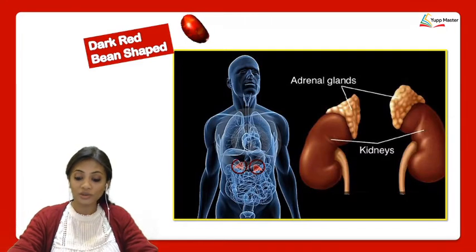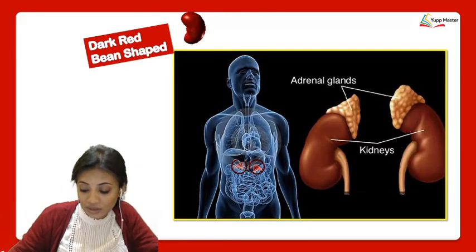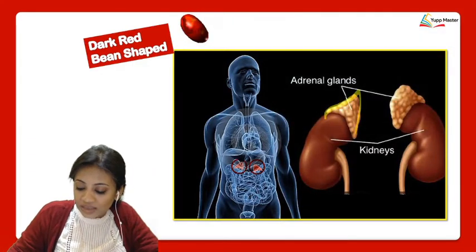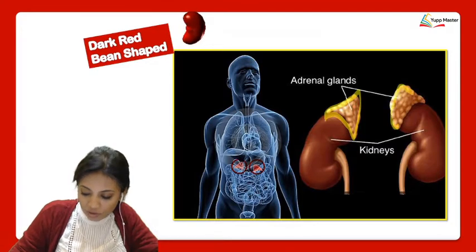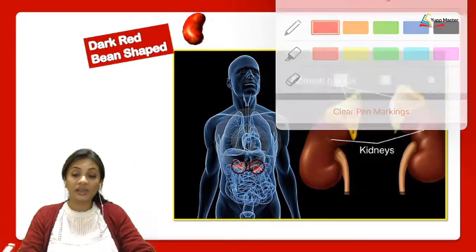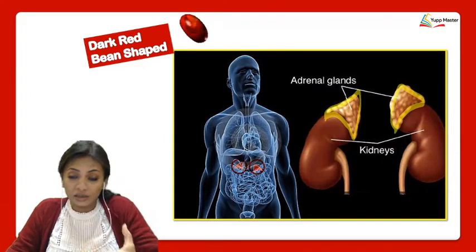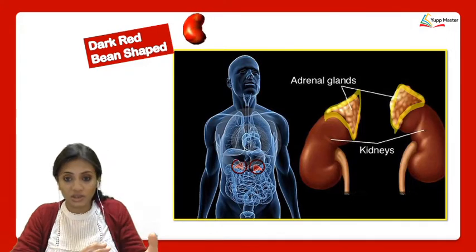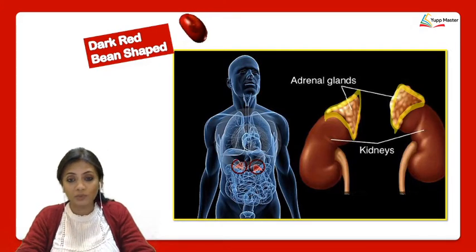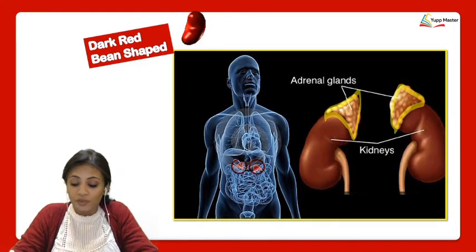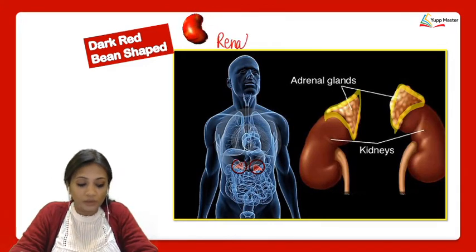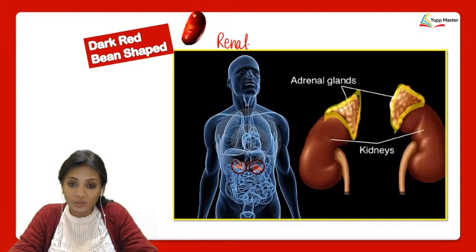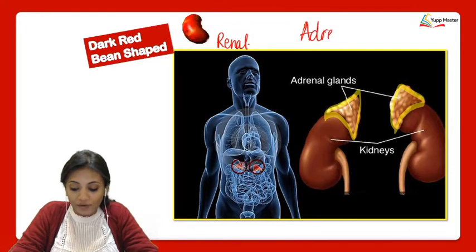So here they are. Also, can you see the presence of these glands on top of the kidneys? We'll highlight them. These glands are present on top of the kidneys. If they are on top of the kidneys, may I say that they are near the kidneys, or adjacent to the kidneys? For kidneys we basically use the term renal, right? So the word renal is used when we talk about kidneys. These glands are placed near the renals, hence we call them the adrenal glands.